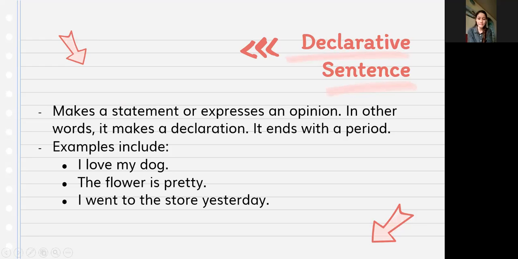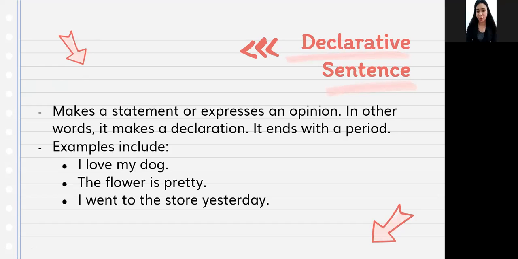Thank you, Miss Panibawan. So, a declarative sentence makes a declaration. It ends with a period. When we say declarative sentence, that is the common type of sentence in the English language. It states a fact, or we convey information to the reader. The following examples are of the declarative sentence.